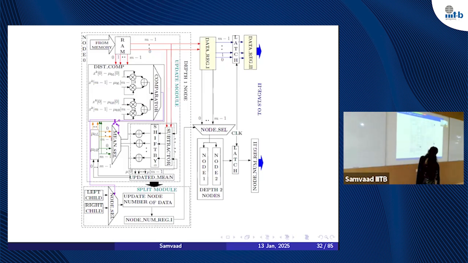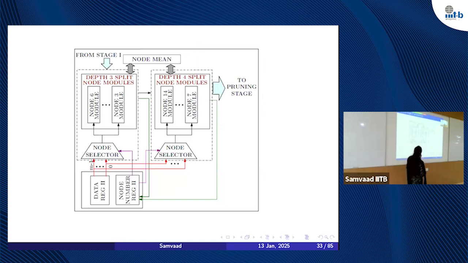This is the node architecture. In pipeline stage 2, we had this mean update calculation, and the splitting we shifted to stage 2. Whenever one node was doing the mean update, another node was splitting the data, and similarly the next batch was being loaded into the RAM.